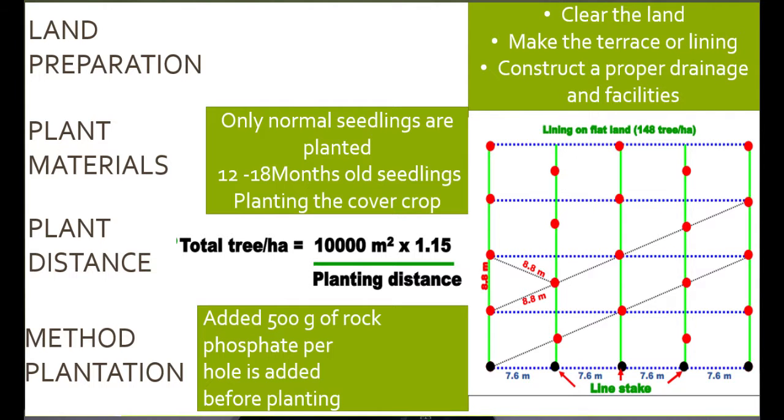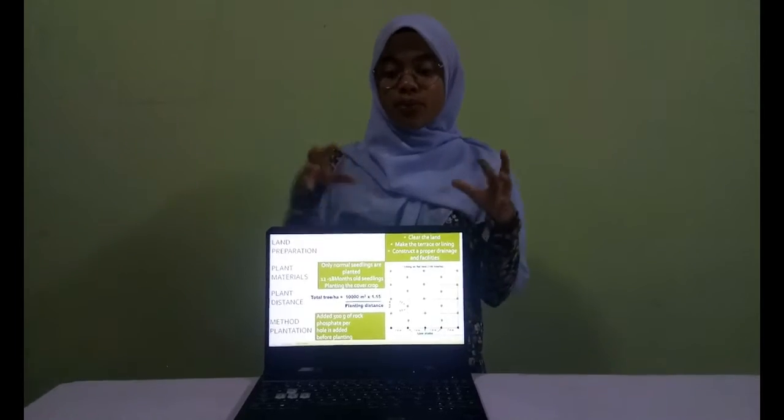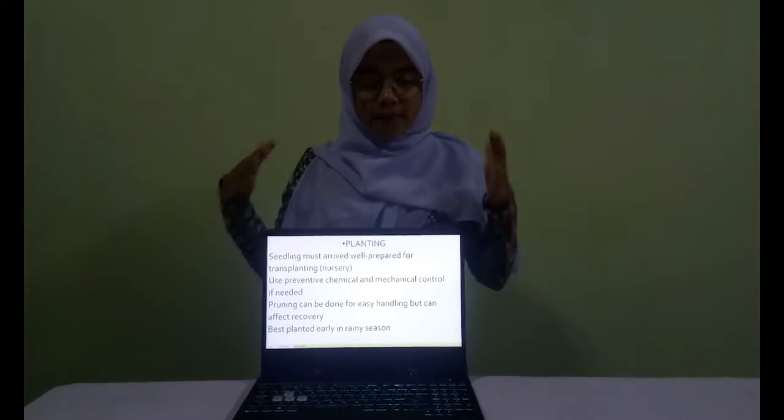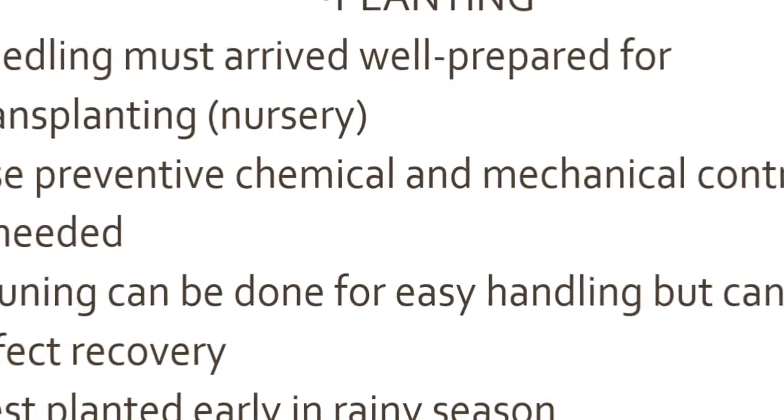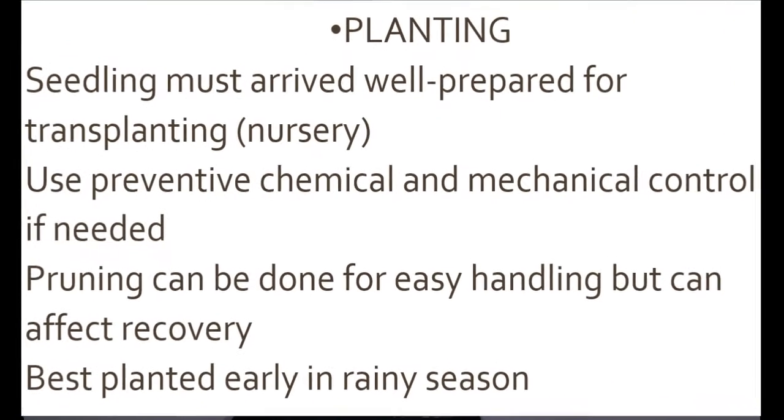Next, before we do any planting, we must add 500 grams of rock phosphate per hole before we plant. For the planting, we must plant in the early rainy season.